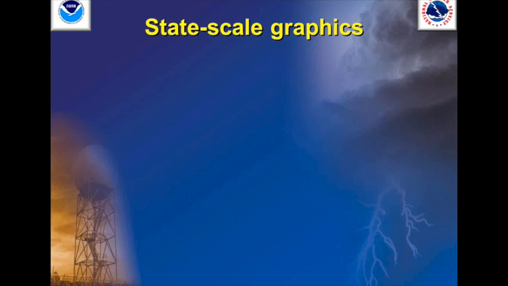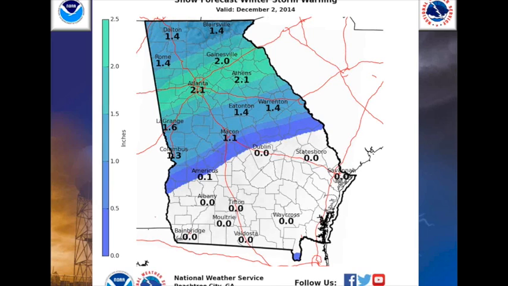Once we started producing all these WSO scale graphics, we were getting input, especially from GEMA, about producing state scale graphics. And again, that's where ISC comes in. So we looked into producing state scale graphics. For example, this would be an example of a snowfall forecast for the state of Georgia.